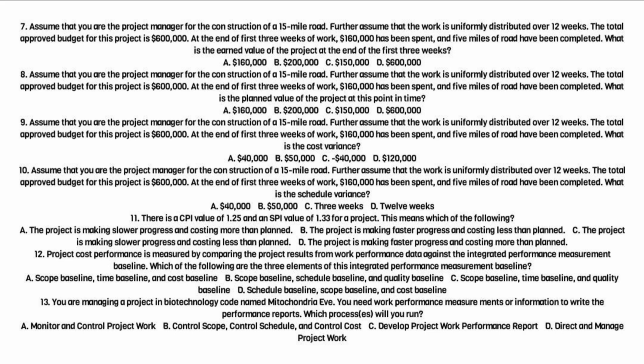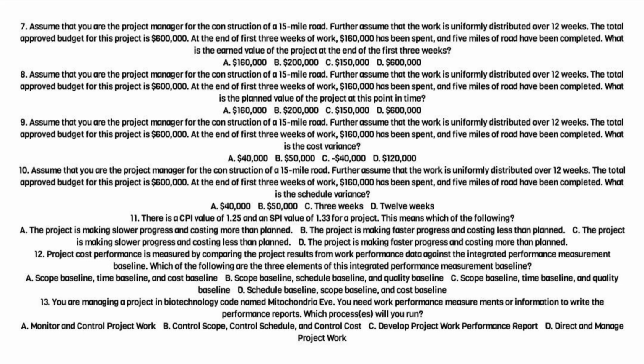12. Project cost performance is measured by comparing the project results from work performance data against the integrated performance measurement baseline. Which of the following are the 3 elements of this integrated performance measurement baseline? A. Scope baseline, time baseline, and cost baseline. B. Scope baseline, schedule baseline, and quality baseline. C. Scope baseline, time baseline, and quality baseline. D. Schedule baseline, scope baseline, and cost baseline.